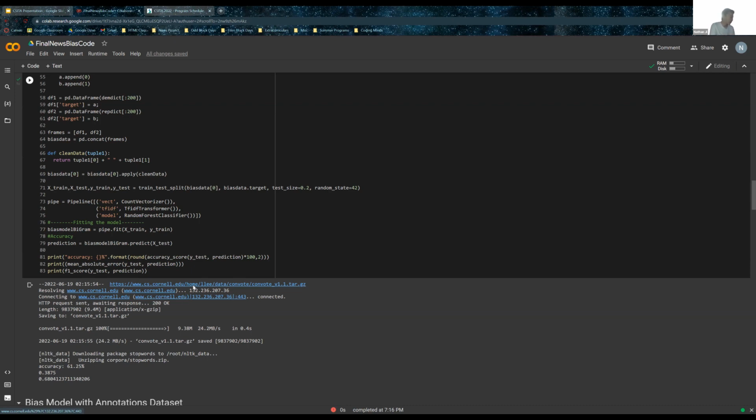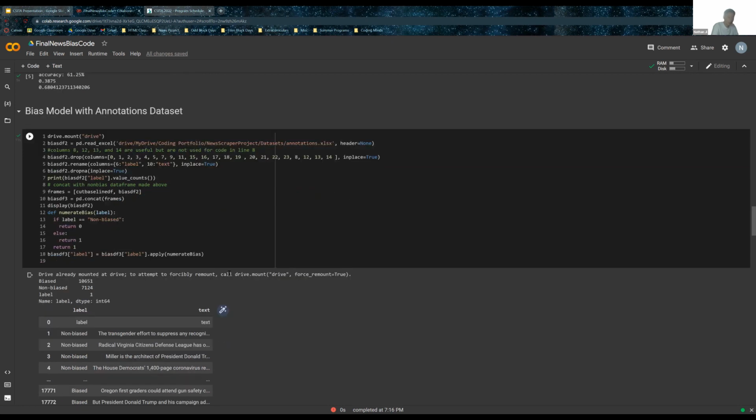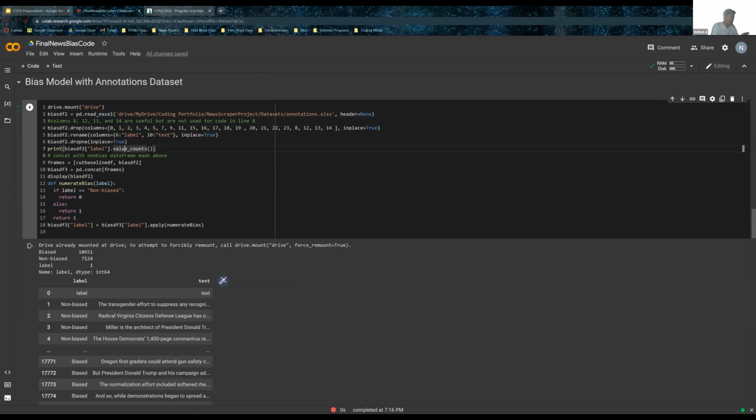All right. So the annotations data set is a data set made by 10 annotators. These guys are basically people who have degrees in political science, and they are generally able to determine whether a sentence is false or biased. Then what these 10 annotators did is they just looked at each sentence, labeled it non-biased or biased, and then moved on. So as you can see here, we read it in, we drop some columns that we don't need because a lot of that is information about the annotators and stuff.